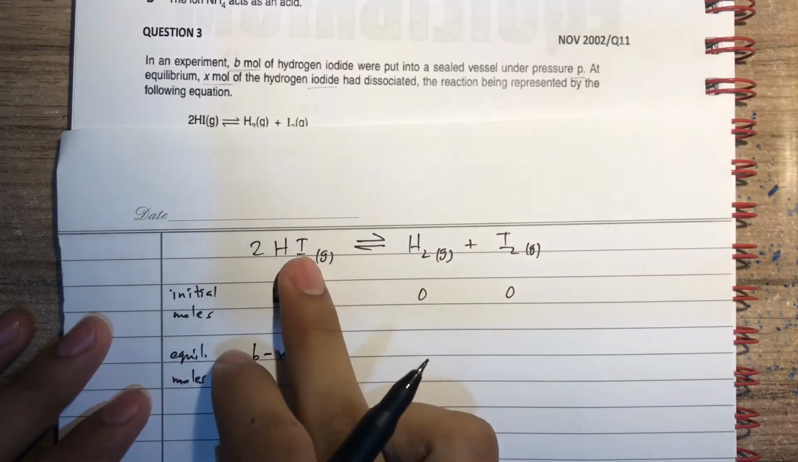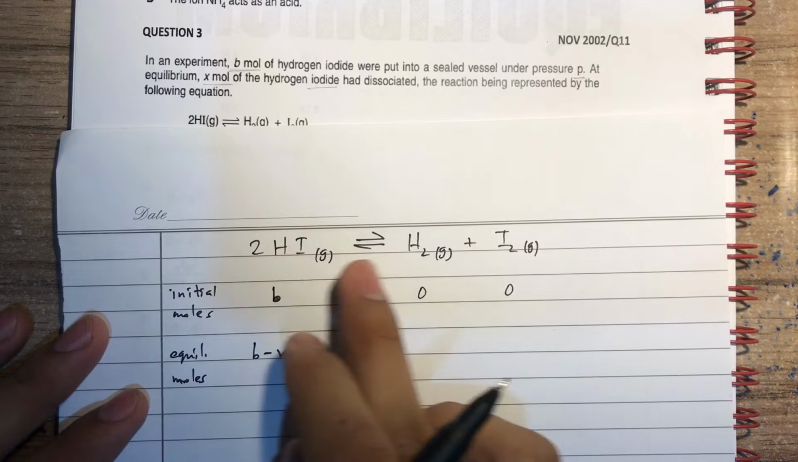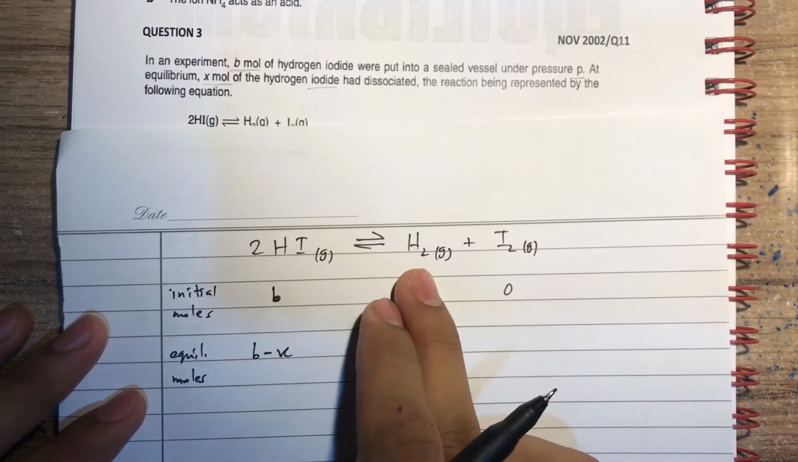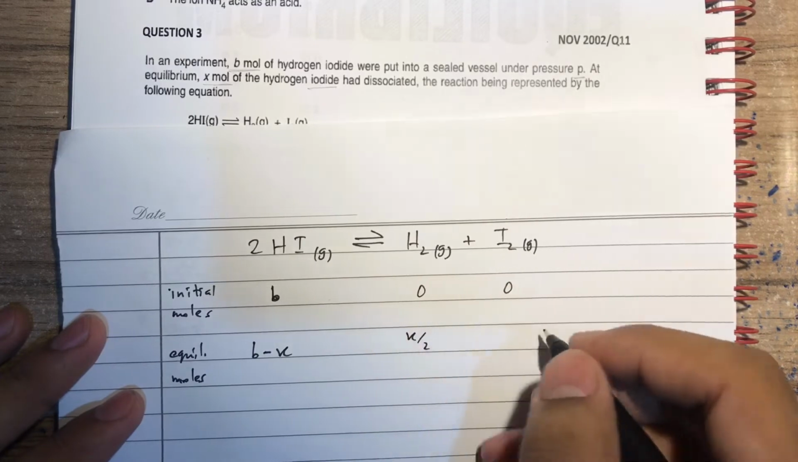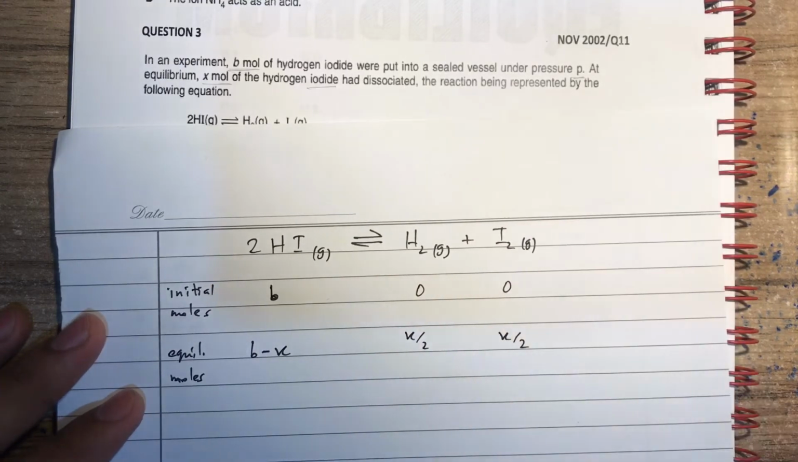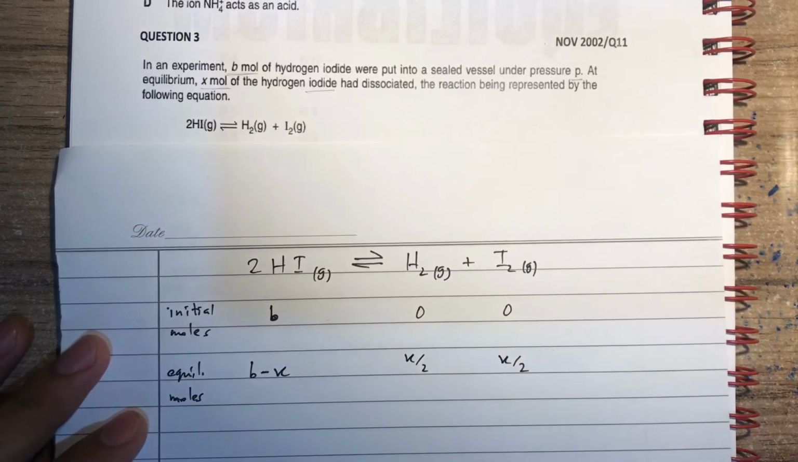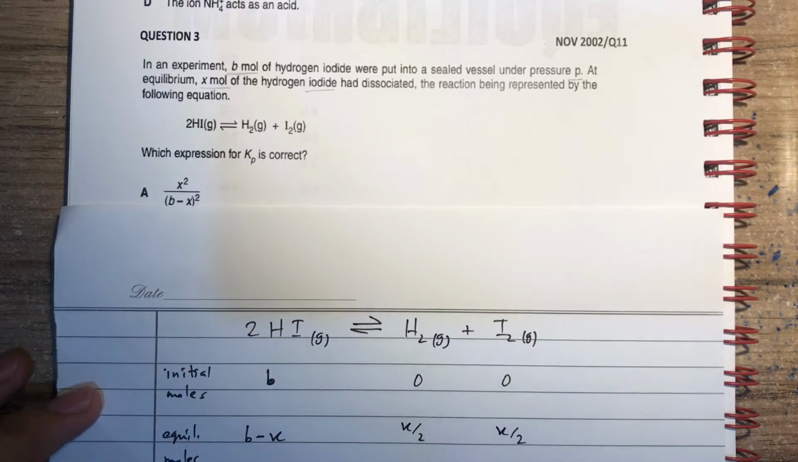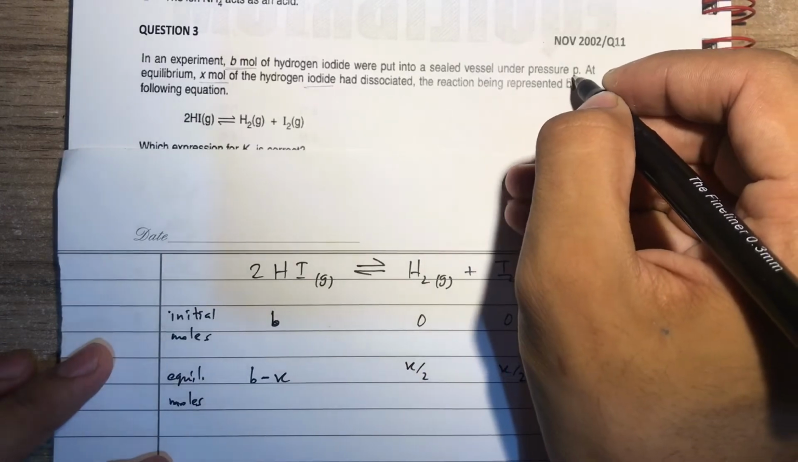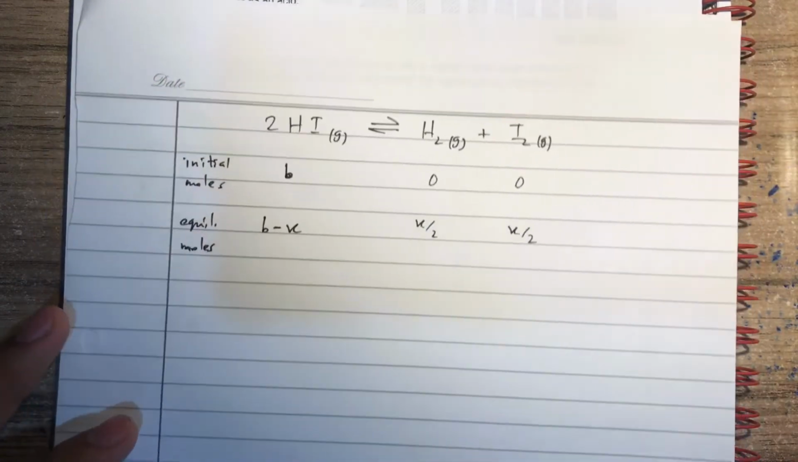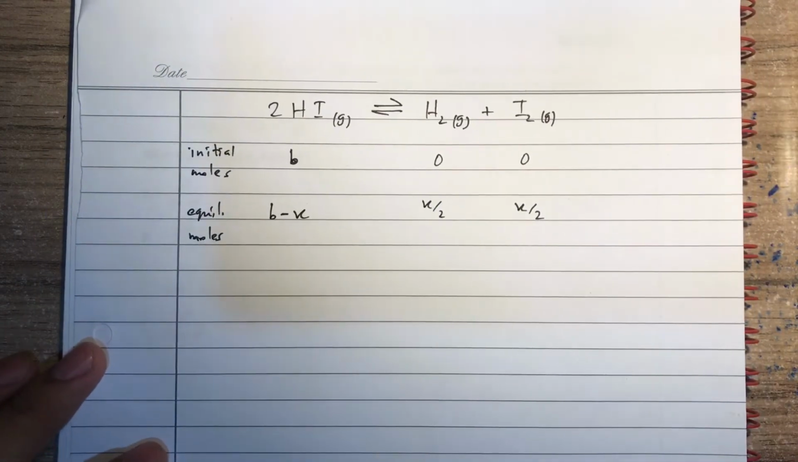Now if X mole of hydrogen iodide react, that will form X upon 2 moles of hydrogen because the ratio is 2:1. So we'll have X upon 2 moles of hydrogen and X upon 2 moles of iodine formed at equilibrium. So these are the equilibrium moles. Now the total pressure is P. Now we have to find the Kp equation.